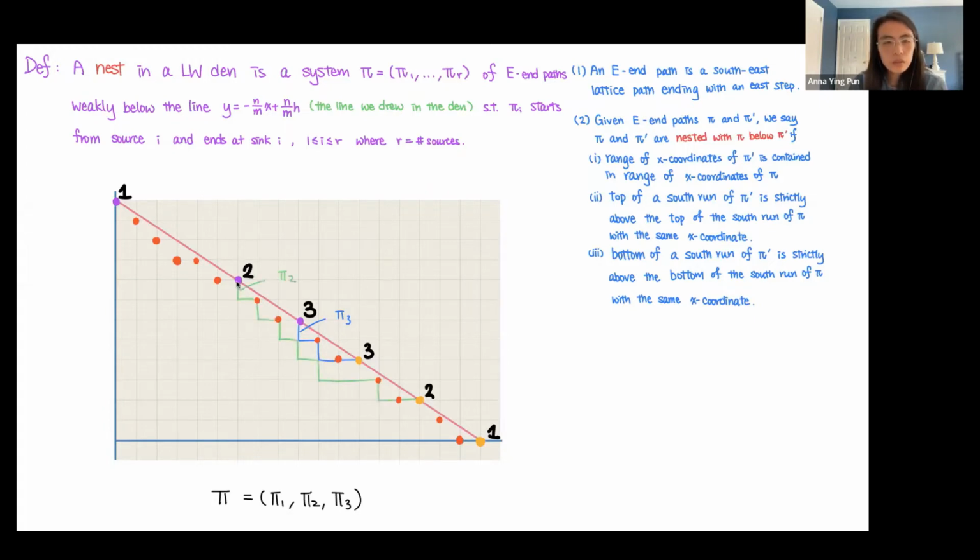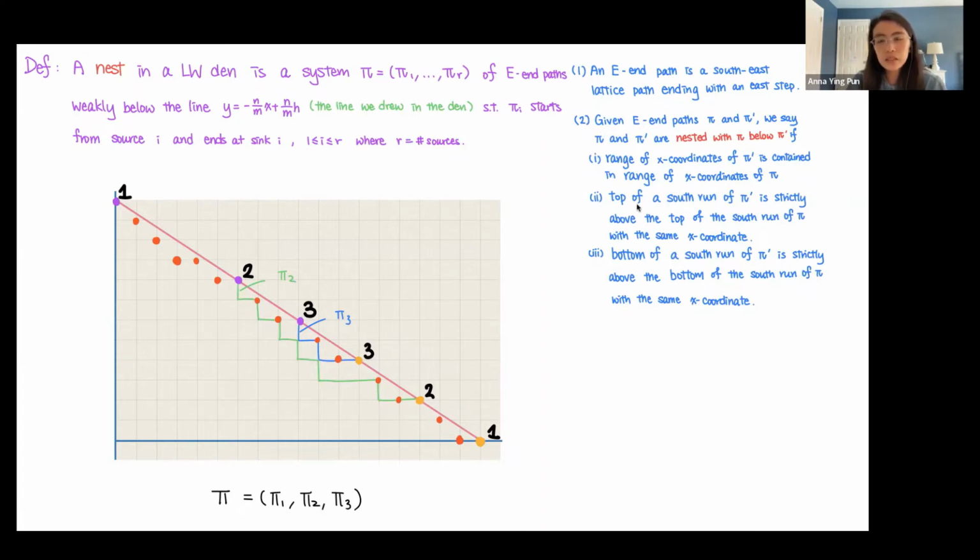So I just draw the highest point that I can. Okay, so let's see, are they nested? Well, first of all, you can see that 2 and 2, it starts from here, ends at here, right? And then the 3 is starting on the right of 2, ending on the left of the end of 2. So the x coordinates of the blue path are contained in the x coordinates of the green path. So that is what it means by the first condition.